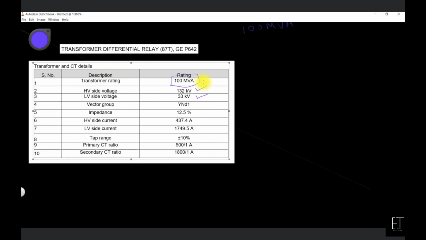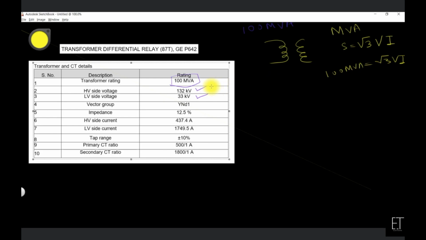So we know that the transformer MVA will remain the same at the HV and LV side. Both the HV and LV side of the transformer should have the same MVA. We know that the MVA formula is S equal to under root 3 V into I. Because S has to remain constant, that is 100 MVA, then under root 3 V into I.